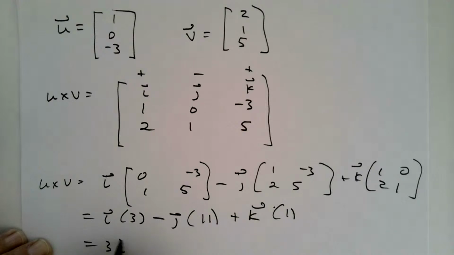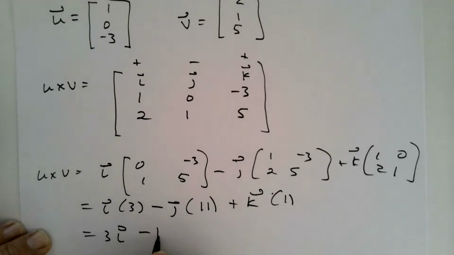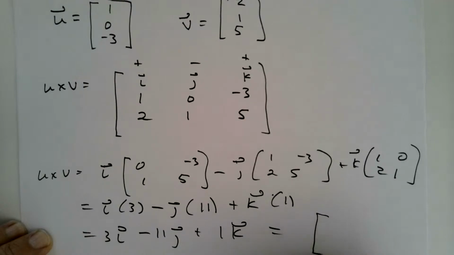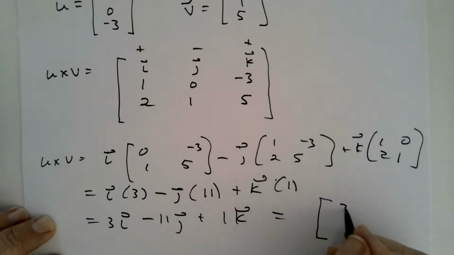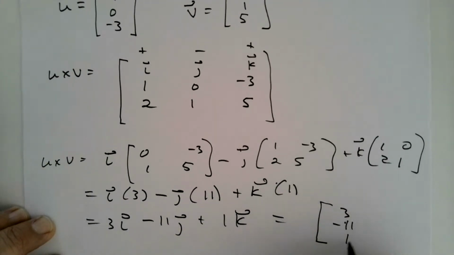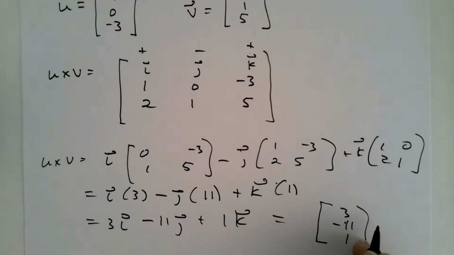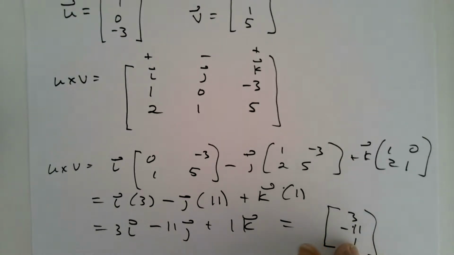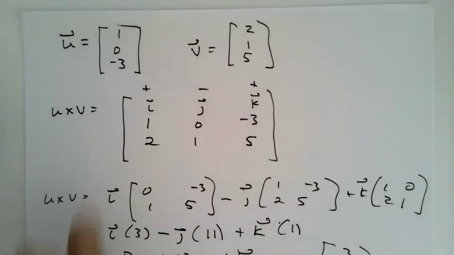So I get 3i minus 11j plus 1k, which I prefer to write this way: 3, negative 11, 1. And you could check that it's perpendicular to both by taking the dot product of this with the original two vectors that you had, and you will see that in each case, the dot product is going to be 0.